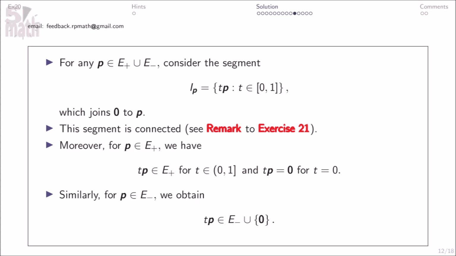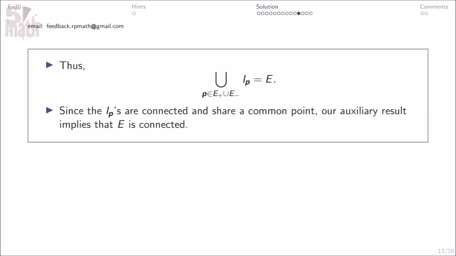Moreover, for P in E positive, we have this and that for t equals 0. Similarly, for P in E negative, we obtain this. Thus, this. Since the IPs are connected and share a common point, our auxiliary result implies that E is connected.